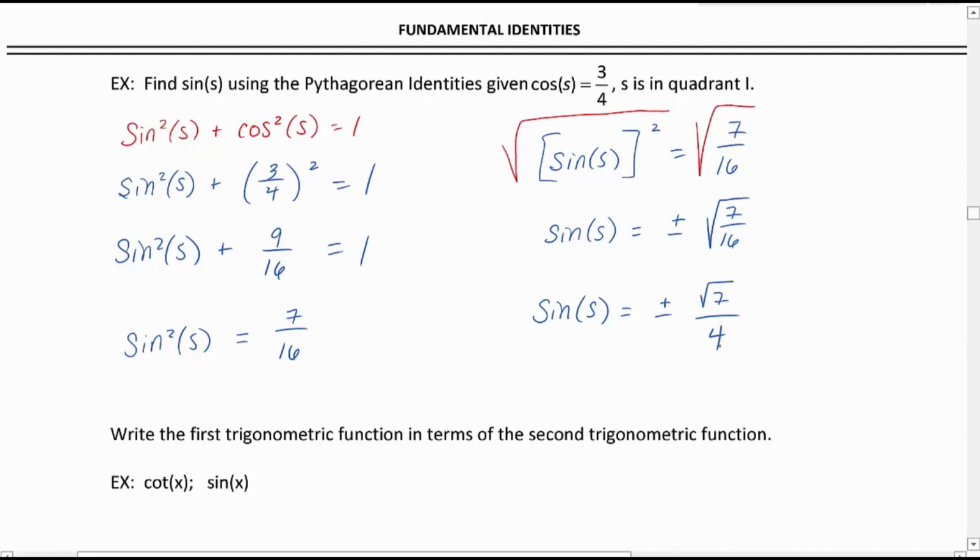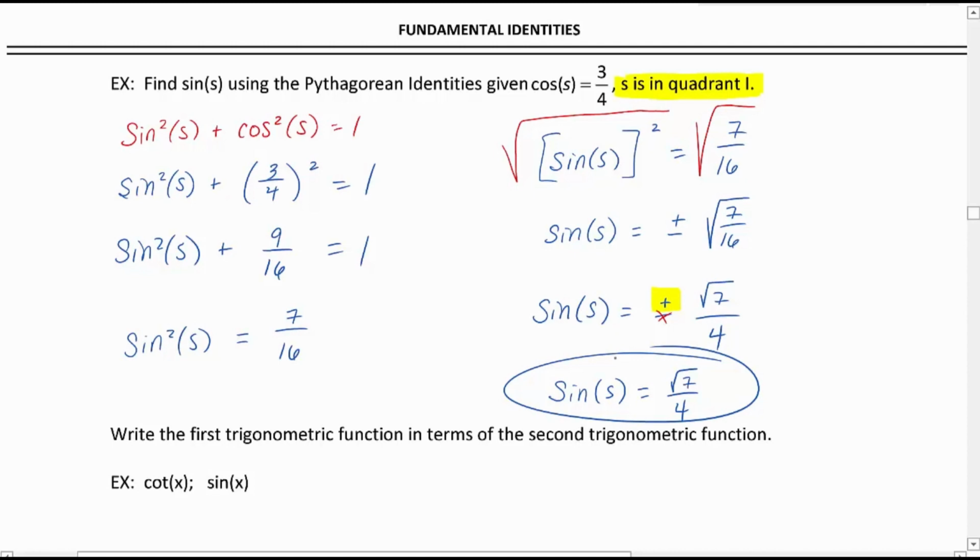And now we need to determine whether we want the plus or the minus or both. The directions told us that our angle s was in quadrant 1. So is sine positive or negative in quadrant 1? Well, it's positive. Right, so we're going to throw out the negative and we get a final answer that sine of s is equal to the square root of 7 over 4.